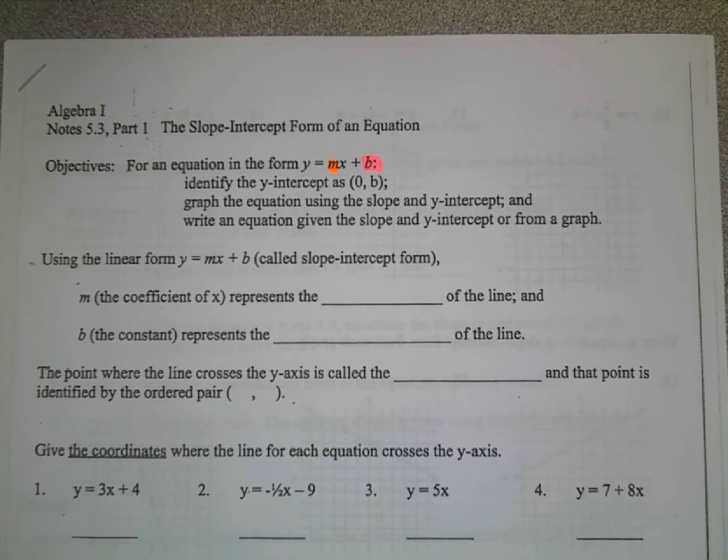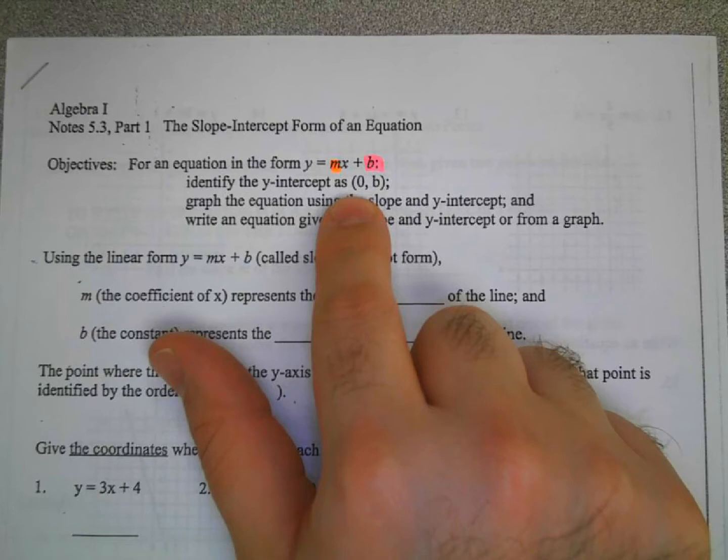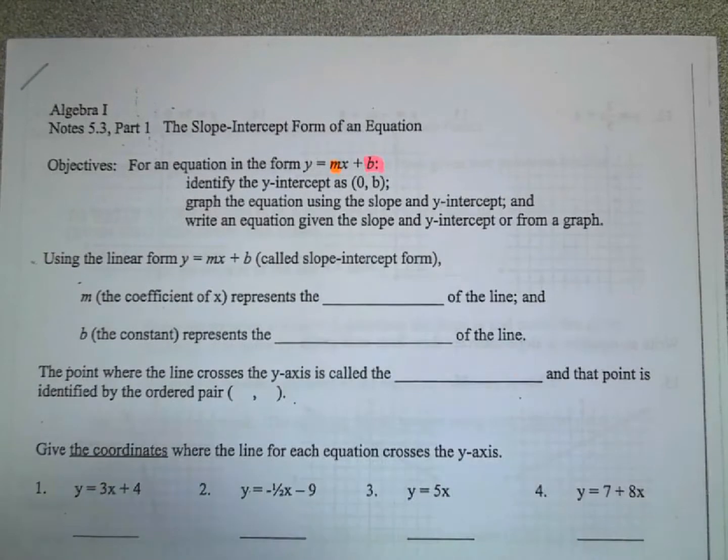So we identify the y-intercept as starting at 0. This is a point now: 0 and then up however many. That's where it crosses that y-axis. So let's do a quick review right here.